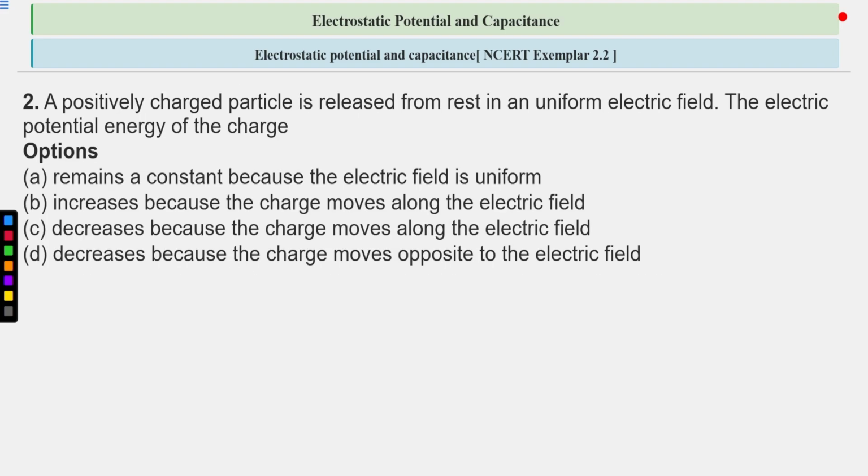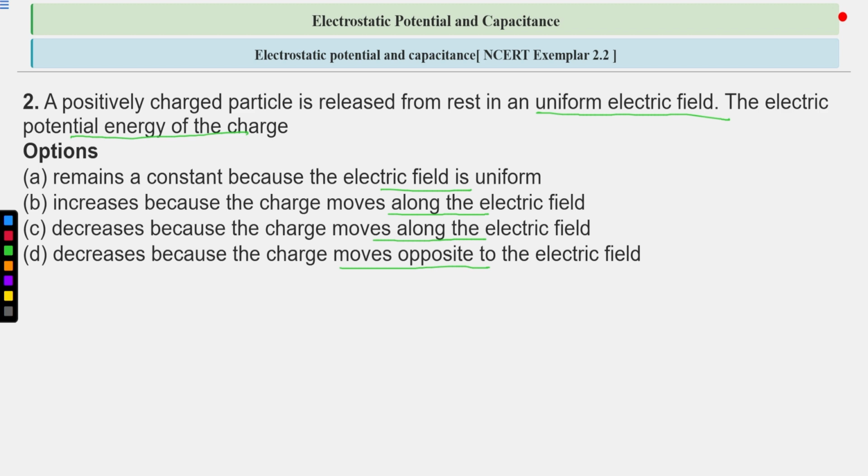So second question: a positively charged particle is released from rest in a uniform electric field. The electric potential energy of the charge: option 1, remains constant because the electric field is uniform; option 2, increases because the charge moves along the electric field; option 3, decreases because the charge moves along the electric field; option 4, decreases because the charge moves opposite to the electric field. So these are the 4 options.